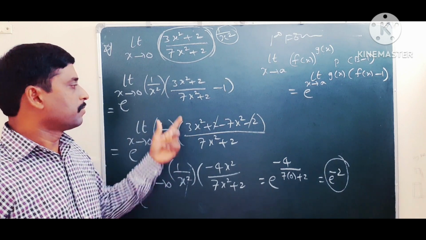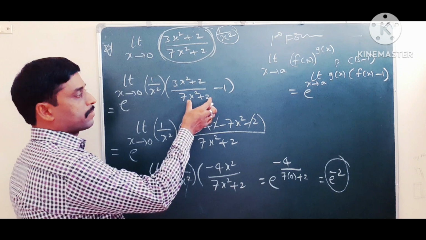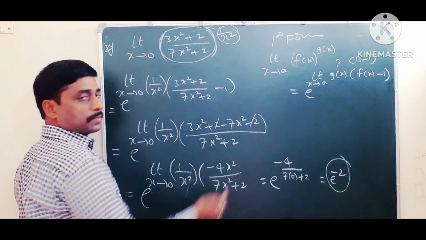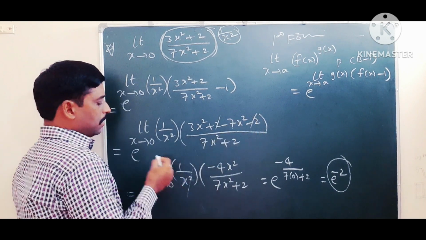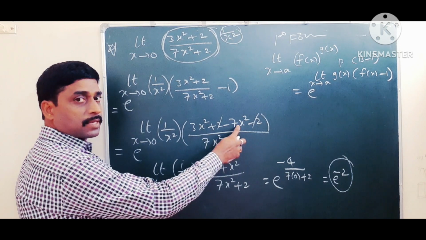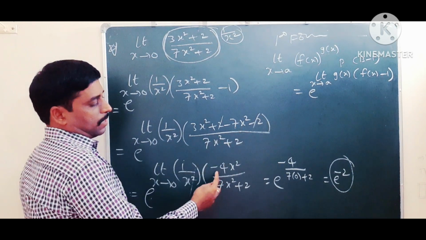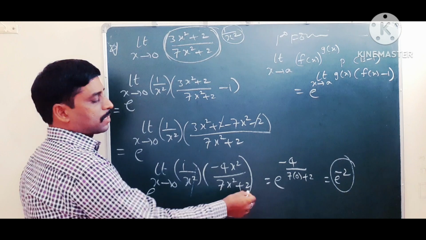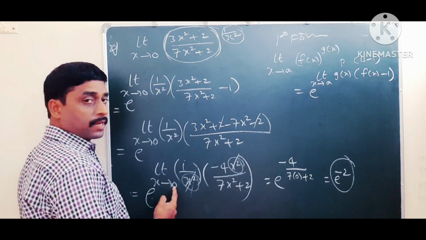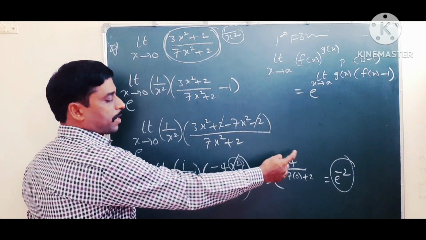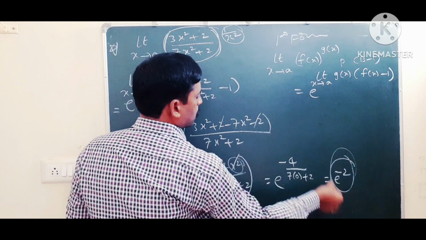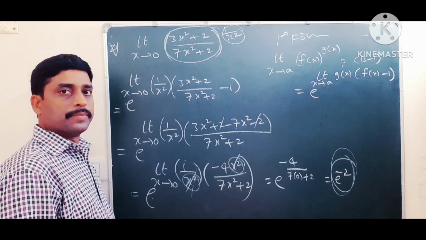So 1 by x square into, after taking the LCM, 7x square plus 2 is the LCM. So 3x square plus 2 minus 7x square minus 2. Here the 2 gets cancelled. E to the power limit x tends to 0, 1 by x square into 3x square minus 7x square, we will get minus 4x square by 7x square plus 2. Here x square gets cancelled. Now in place of x write 0, what do we get here? E to the power minus 4 by 7 into 0 plus 2, e to the power minus 4 by 2. We get the answer e to the power minus 2.